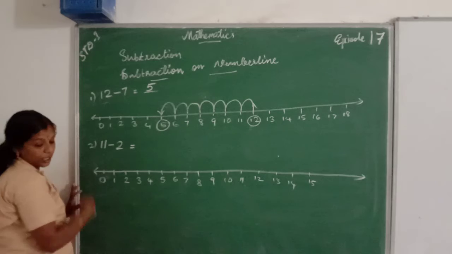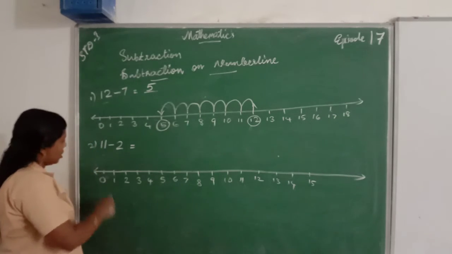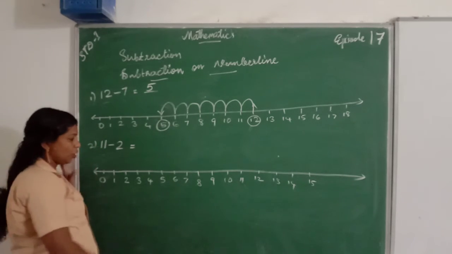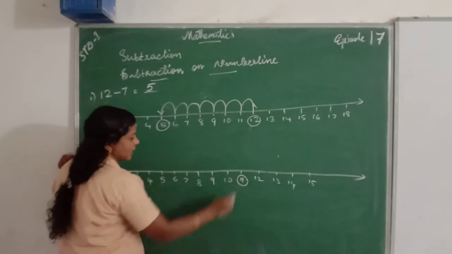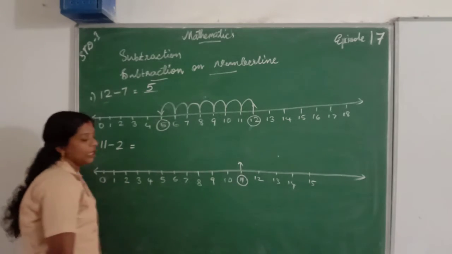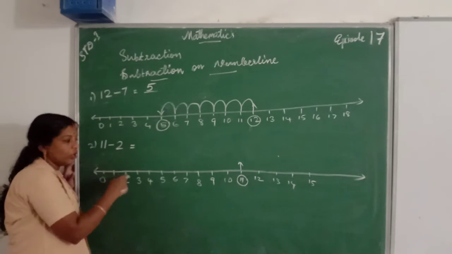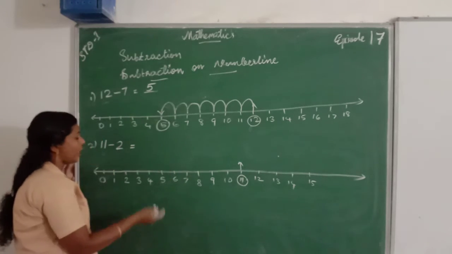Okay, then the second question. 11 minus 2. So, 11 first. I stay at 11. The first number is 11. So go to 11. And jump.